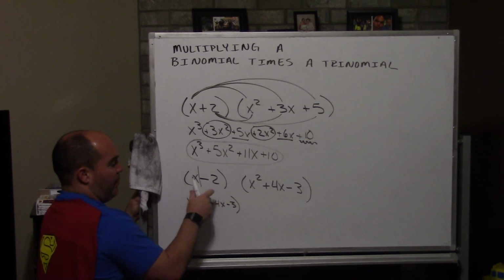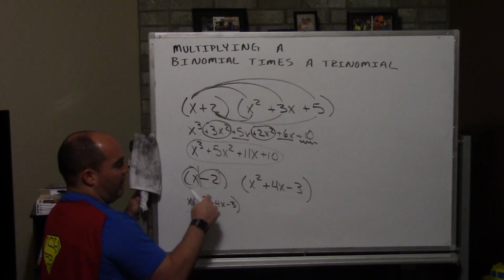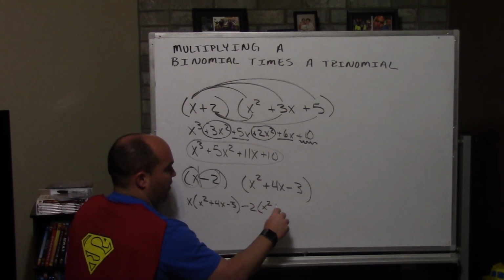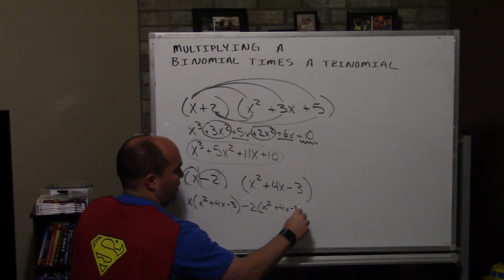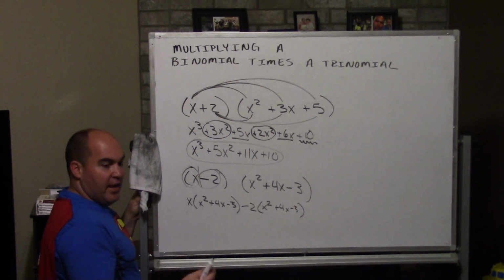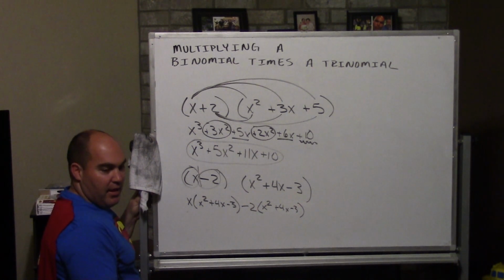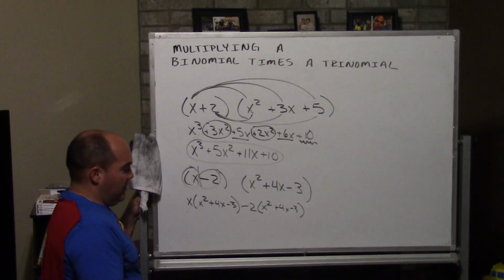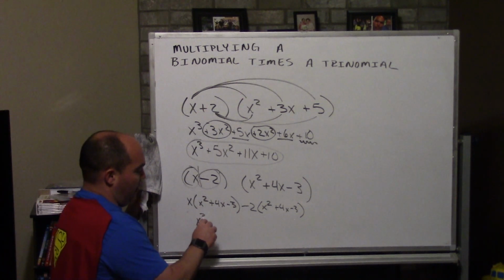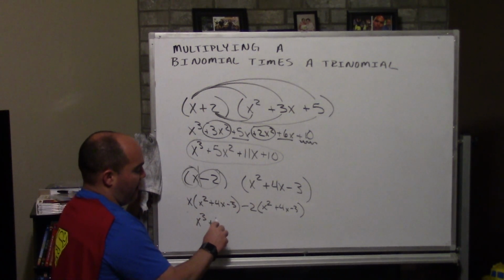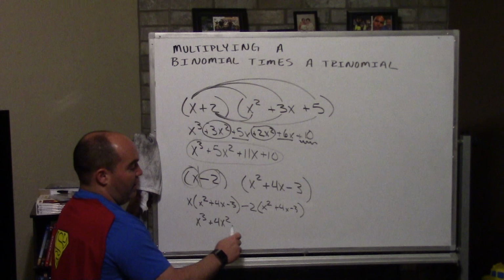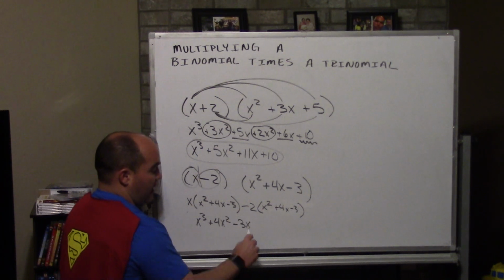And then you've got to take the second part. We've done this part, now we've got to do this part: the minus 2 times x squared plus 4x minus 3. As you can see, we're doing the exact same thing, just writing it a little bit different. How you write it is completely up to you. It's just whatever is going to be easiest for you. So x times x squared is x cubed. x times 4x is 4x squared. And then x times a negative 3 is minus 3x.